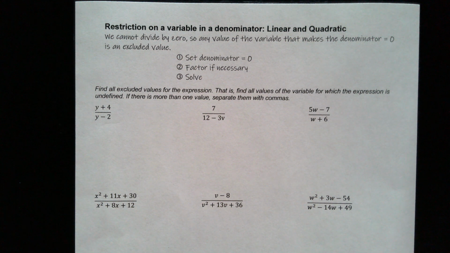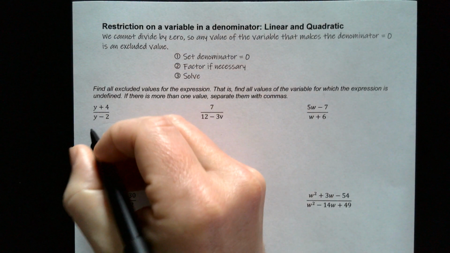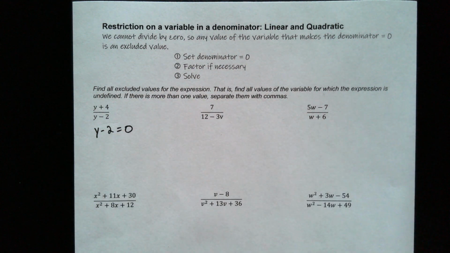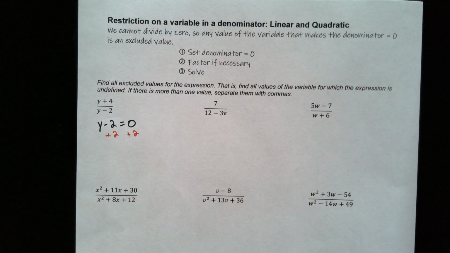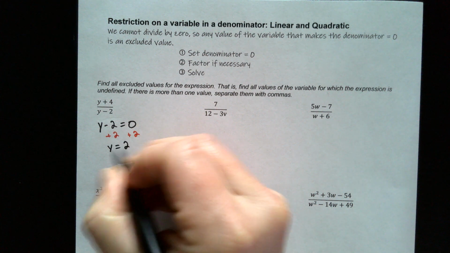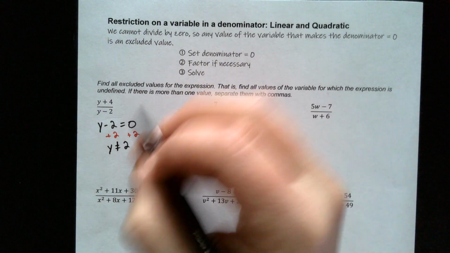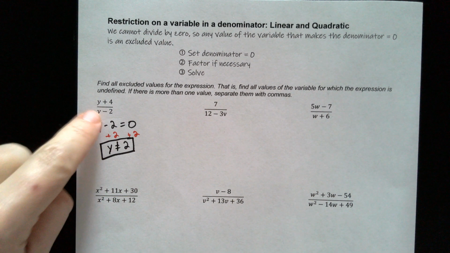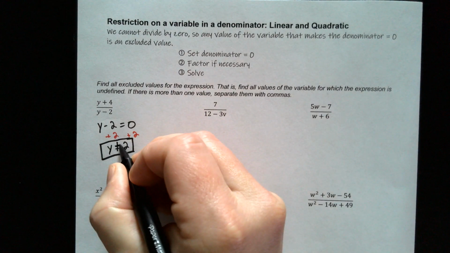Okay, so let's look at the first one. It says y plus 4 over y minus 2, and it says set the denominator equal to 0 and solve. So that's what we'll do. y minus 2 equals 0. If we add 2 to both sides, that will give us y is equal to 2. Okay, so what that means is that y cannot be equal to 2, because if it is, then you'll be dividing by 0, because 2 minus 2 is 0. So our excluded value on this first one is 2. So y cannot be equal to 2.